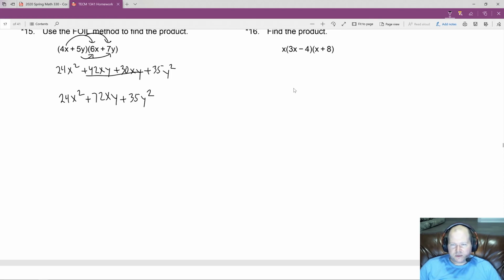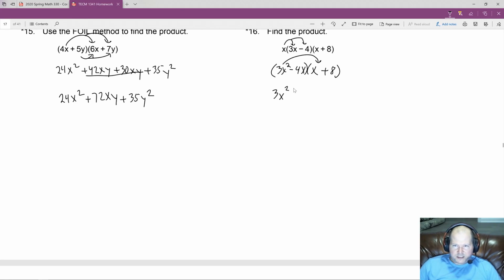Next, we move on to the next one. I'm going to distribute the x to the first set of parentheses first. So we say x times 3x is 3x squared. X times negative 4 is negative 4x. Put that in parentheses. And now we have to distribute that to the second one. So we say 3x times x is 3x squared. So that should have been x squared, sorry. That should be x times 3x is x squared, and x times negative 4 is negative 4x.